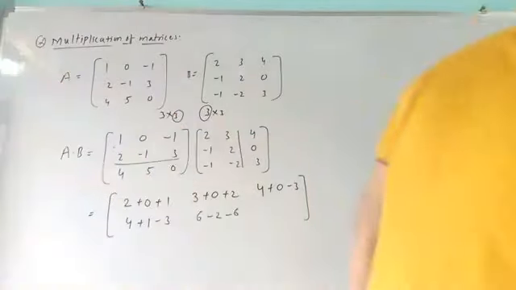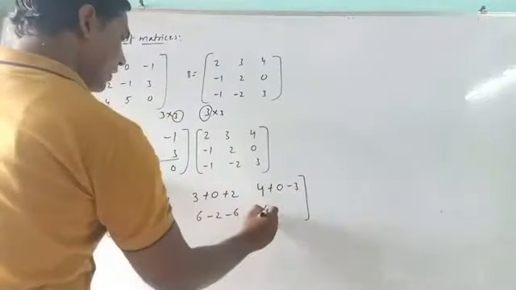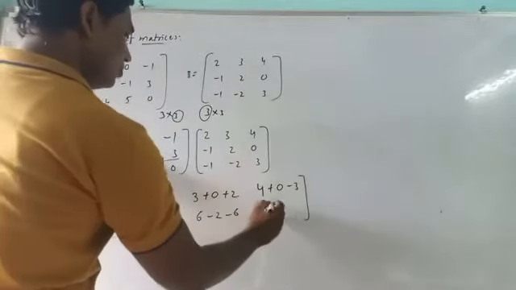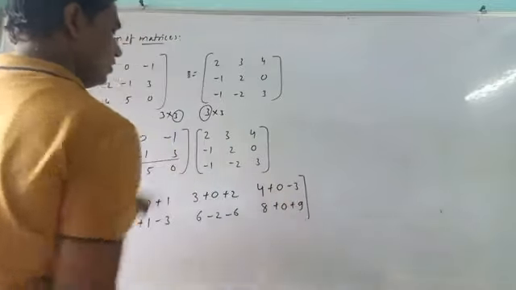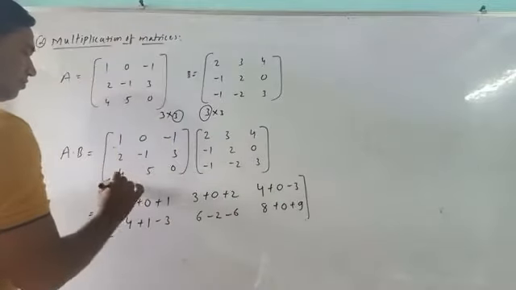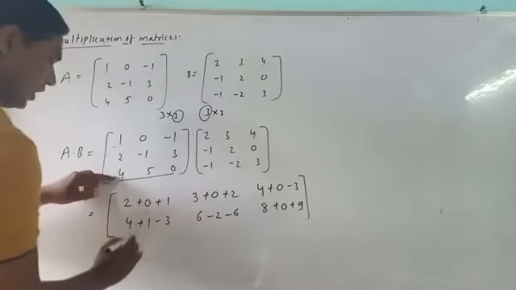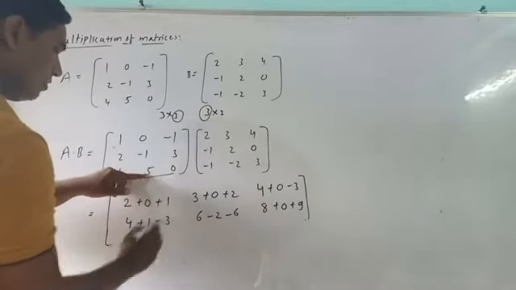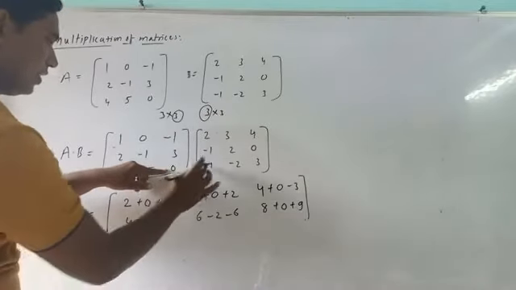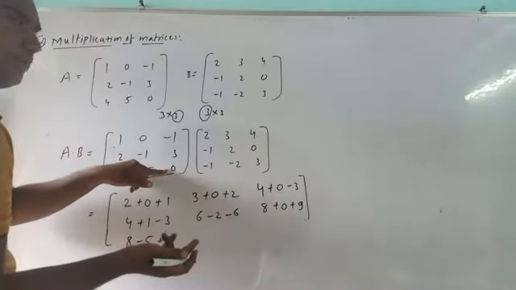Now, the same again. 2 into 4, 8. -1 into 0, you get 0. And then 3 3s are 9. Now, the last row. 4 2s are 8. Then second with the second, minus 5. And then 0 into minus 1 is nothing but 0. Minus 0 or plus 0, it doesn't affect anything.